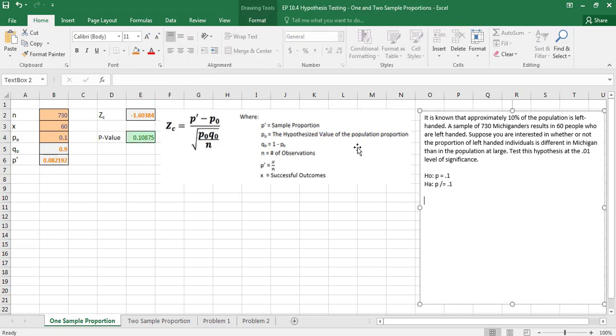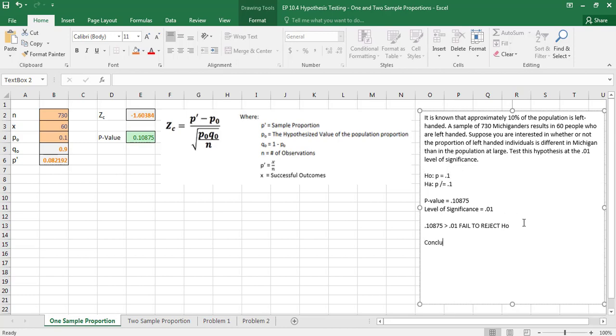Alright, so I'm going to put this value over here. The p-value is equal to 0.10875. And I need to compare that to the level of significance, which was equal to 0.01. That was given in the problem right there, 0.01. So we can see that the p-value, 0.10875, is greater than the level of significance. So when the p-value is greater than the level of significance, we fail to reject the null hypothesis. So we are not going to reject the null hypothesis here.